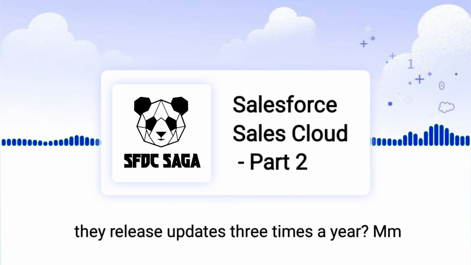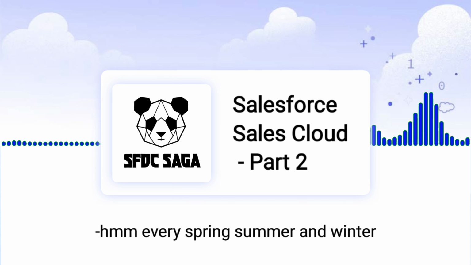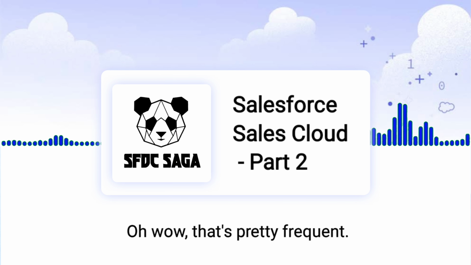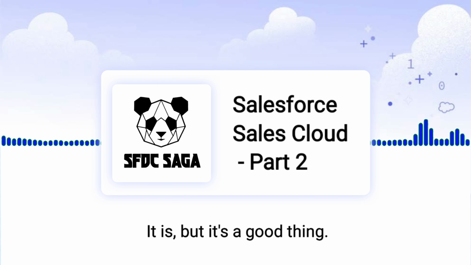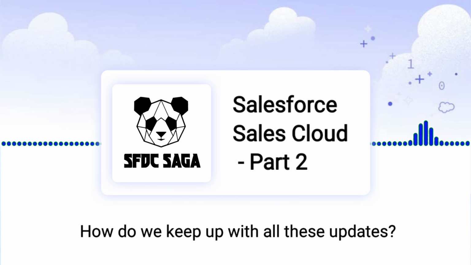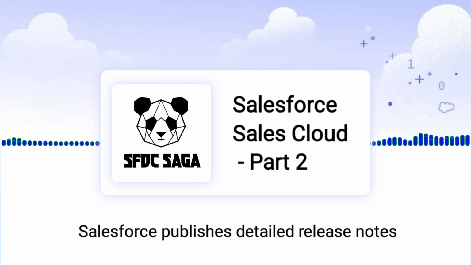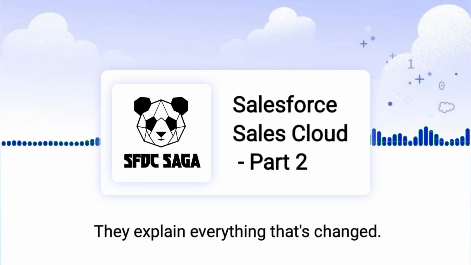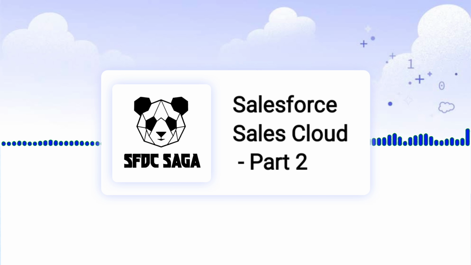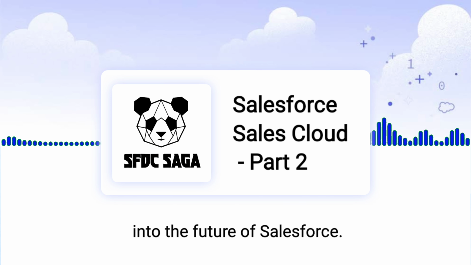How often do they release updates? Three times a year, every spring, summer, and winter. Oh, wow. That's pretty frequent. It is, but it's a good thing. It means you're always getting the latest and greatest. How do we keep up with all these updates? Salesforce publishes detailed release notes with every update. They explain everything that's changed. Okay, so we should definitely be reading those. Absolutely. It's like getting a sneak peek into the future of Salesforce.